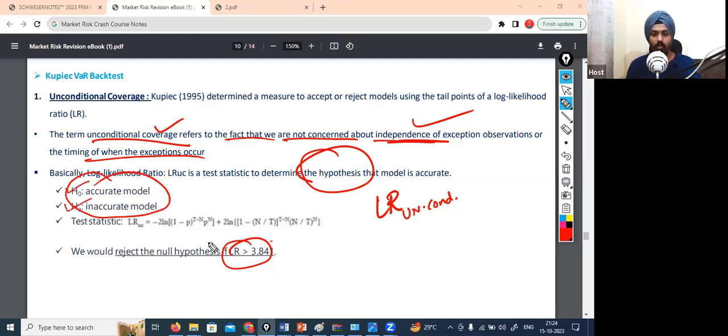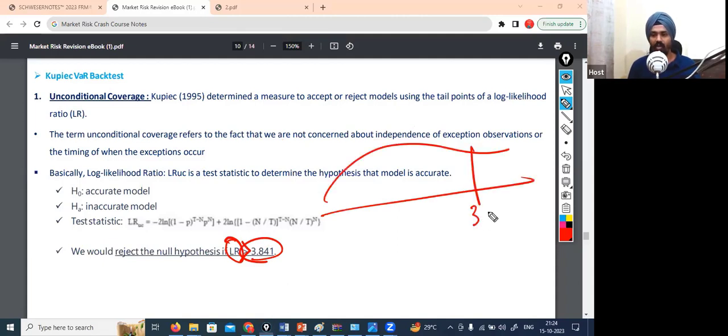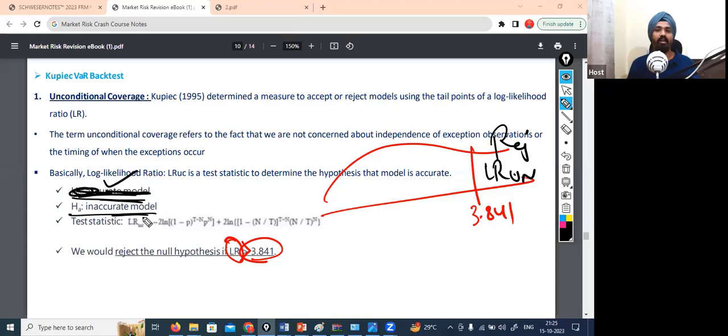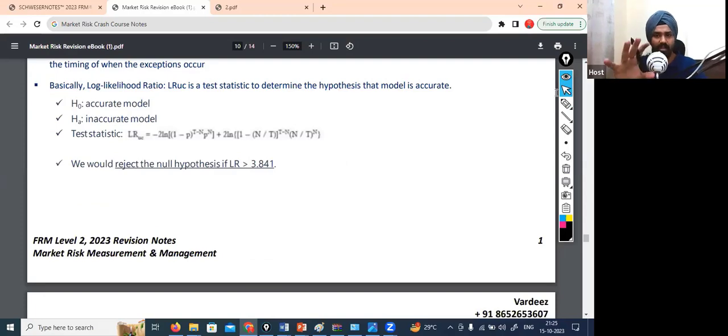So if your calculated test statistic is greater than 3.841, my critical value, and my LR falls in the rejection region for unconditional coverage, I will reject the null, which is that the model is accurate. So what's left is that I can conclude my model is inaccurate, and I need to change it as per the Kupiec VaR backtesting method. Make sense? Nothing major that you have to get too much into.